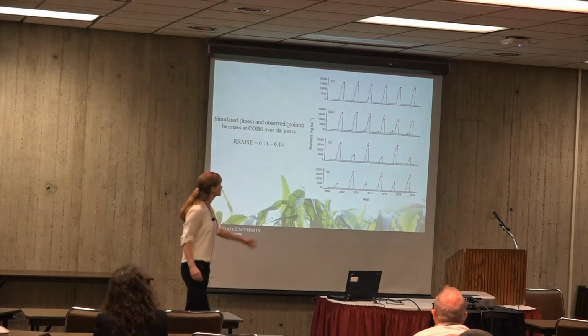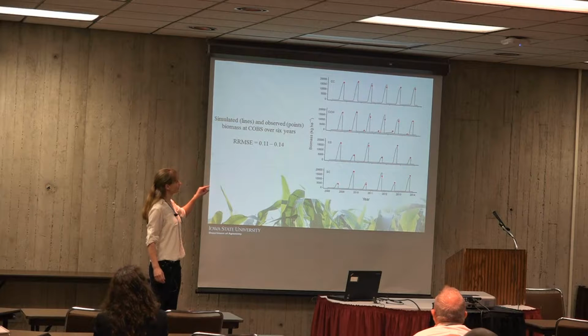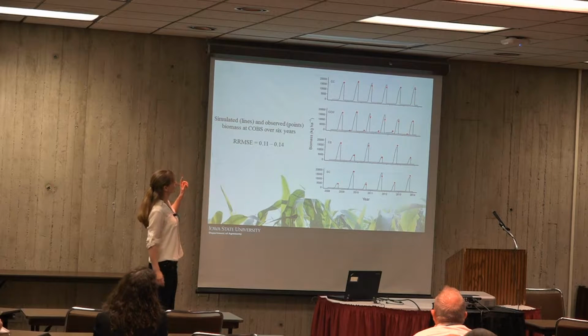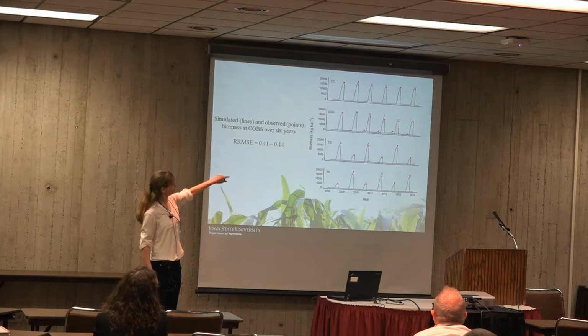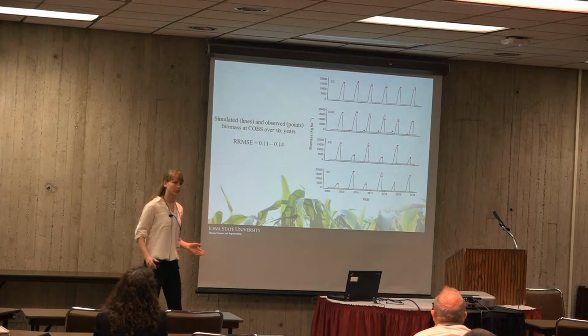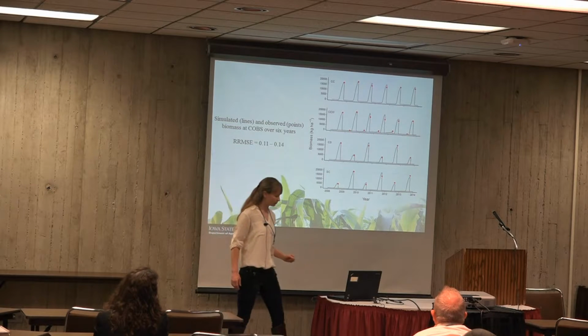First, this is biomass. The lines here are the simulated data, and the red points are what was actually measured. On the top is continuous corn, then the continuous corn with the rye. You can see the little peaks for rye down there, then the corn-soybean and the soybean-corn. And for the most part, the biomass matched up with what was measured and what the model predicted.